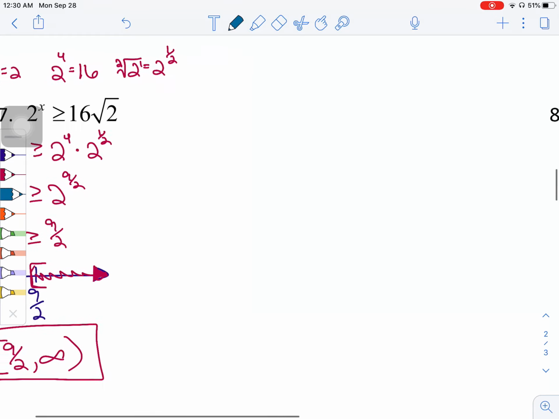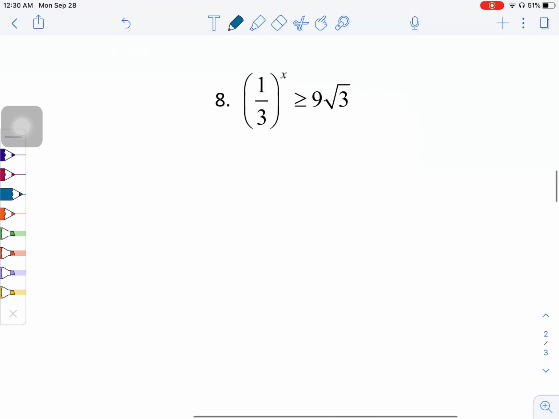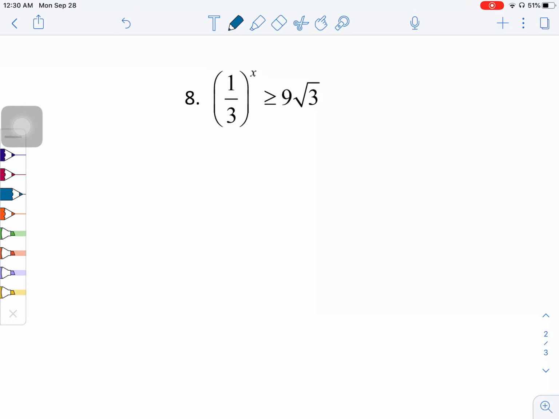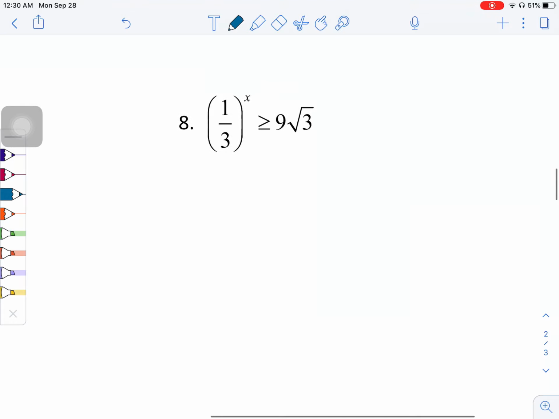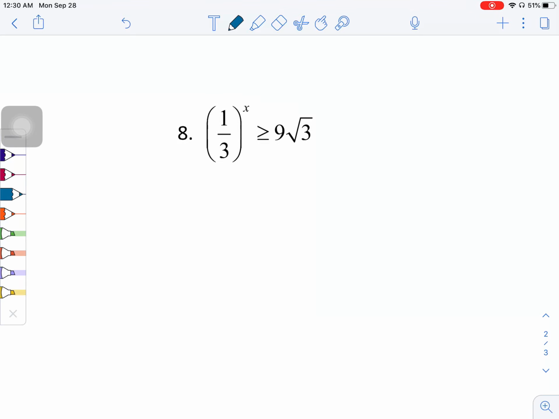That's going to be problem number 8. So I've got 1/3 to the x is greater than or equal to 9 root 3. So in this case, I'm definitely dealing with a base of 3. Okay, so 1/3 is going to equal 3 to the -1 power. 9 is going to equal 3 squared, and root 3 is going to equal 3 to the 1/2. So those are the replacements I'm going to use for this problem.